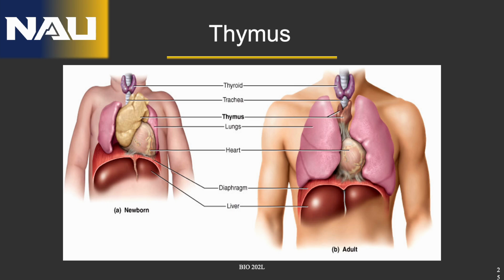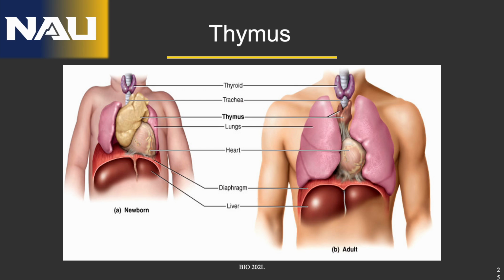Next, we are looking at the thymus. The thymus gland is located in the upper chest, just behind the sternum. It's a part of the lymphatic system, and it plays a crucial role in the development of the immune system. The primary function of the thymus is to serve as the site for T cell maturation. T cells are a type of white blood cell that is essential for adaptive immunity, which is the body's ability to recognize and remember specific pathogens.